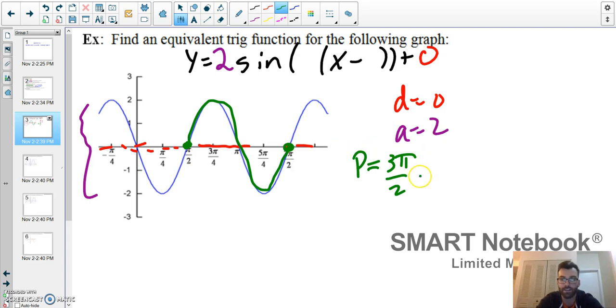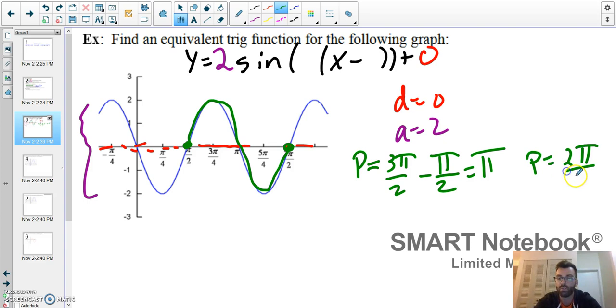Take where I ended and subtract where I started from, pi over 2. Obviously some of you may have already done this in your head. 3 pi over 2 minus pi over 2 gives me an answer of pi. Well, I'm going to use my period to help me determine what my b value is. I know that my period is equal to 2 pi over b. Don't write that p down, because we know what our period is. Our period is actually pi.